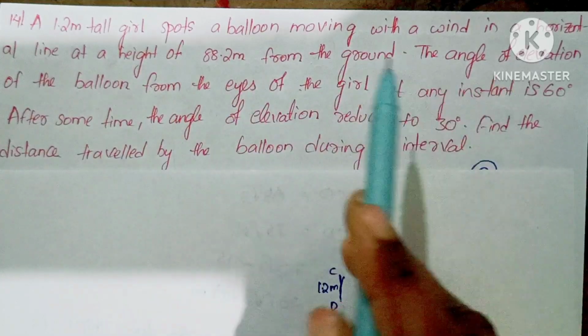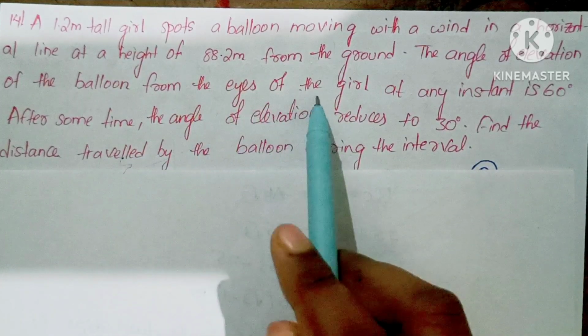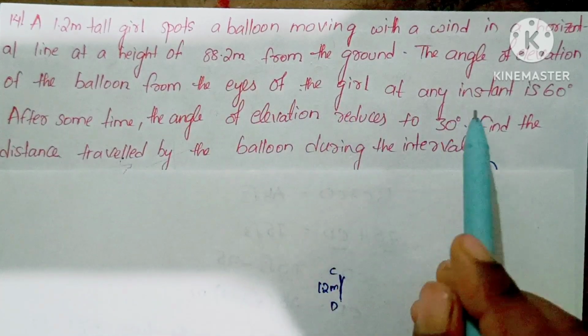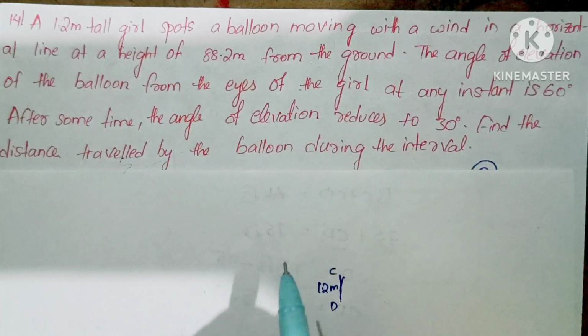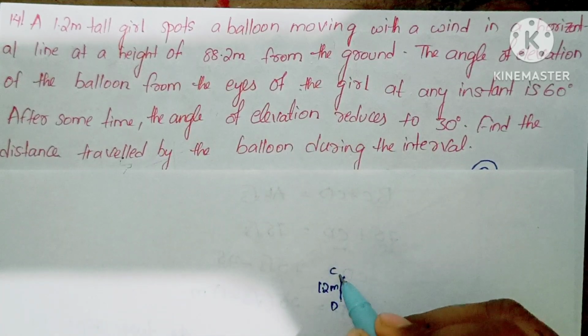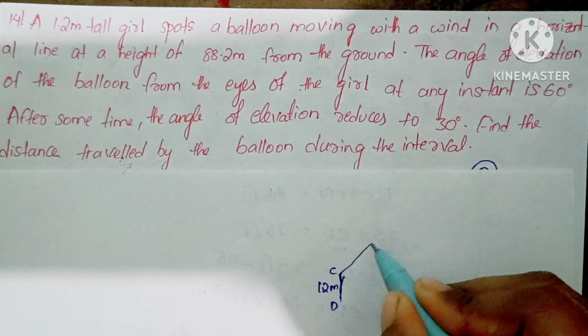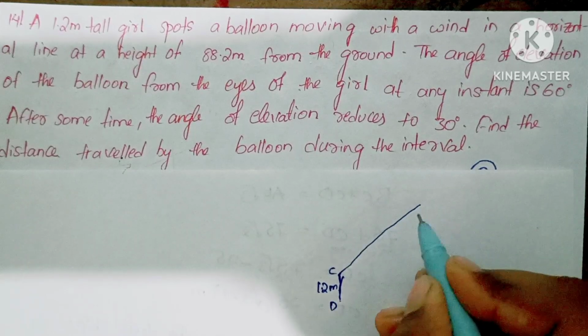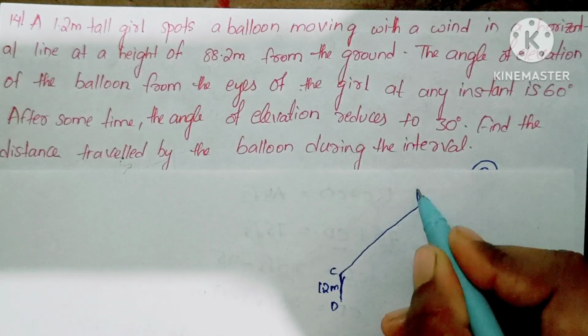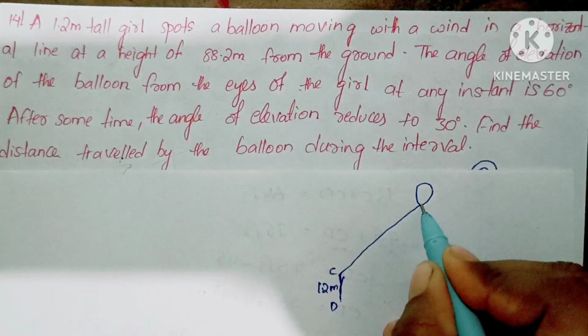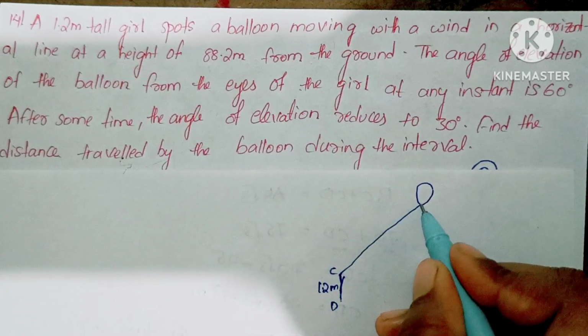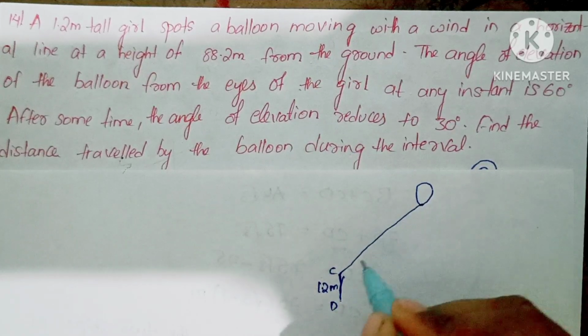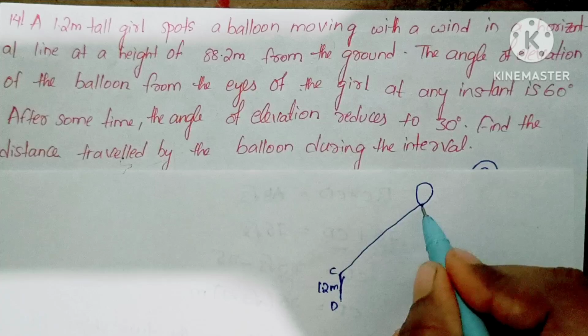The angle of elevation of the balloon from the eye of the girl at any instant is 60 degrees. So at this instant, for example, the balloon was here. She was watching it. So the angle of elevation, what angle do we create here?